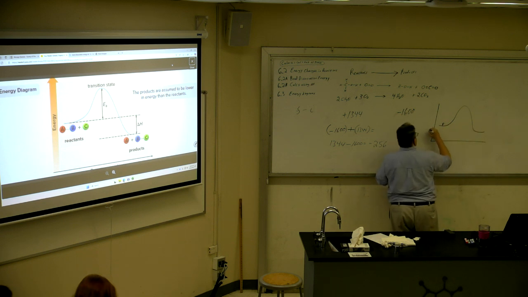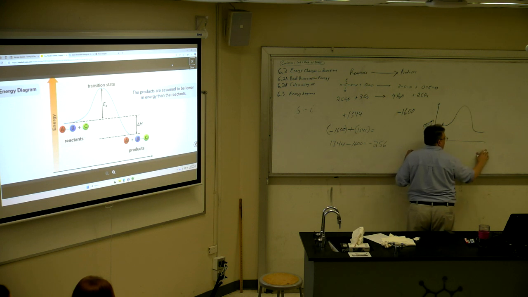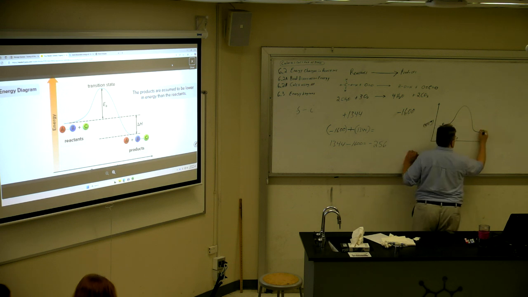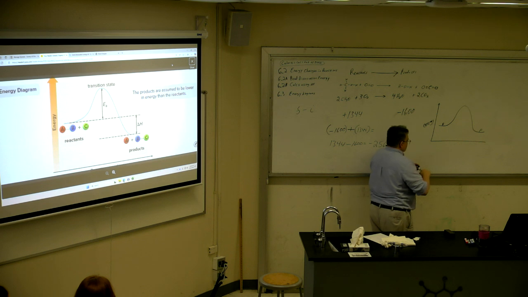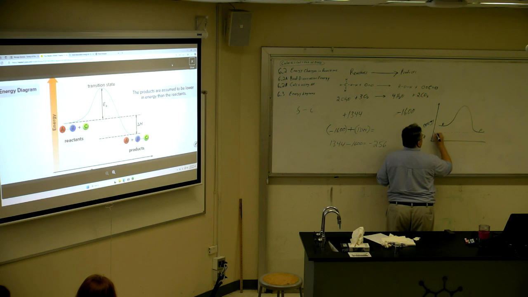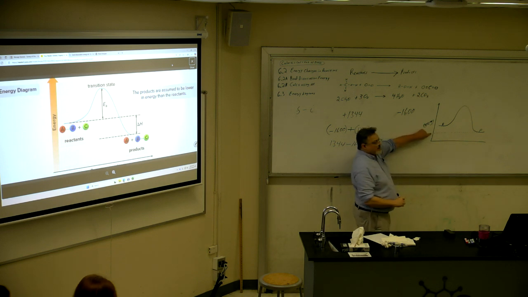This is energy, on this axis going up. And this we call the reaction coordinate, but this just means the progress of the reaction. It starts with reactants, progresses, and eventually becomes products. So right here would be the energy of the reactants, and right here on this scale is the energy of the products.